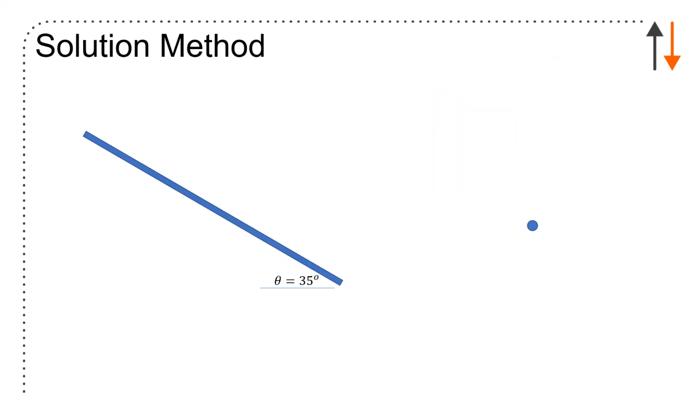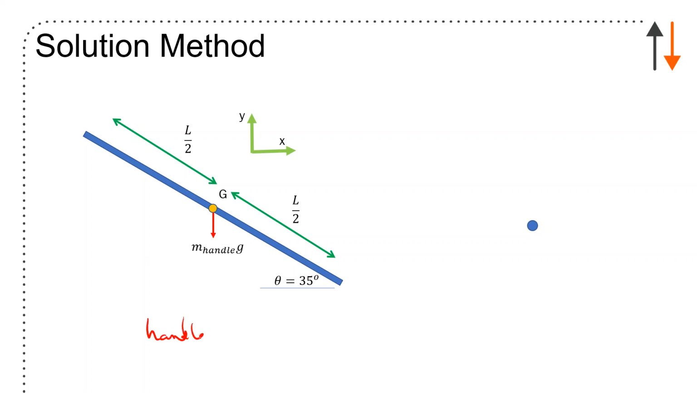So there's my handle, there's my coordinate system, and you should always write your coordinate system. Those are my two lengths, and that's my weight. So that's the handle. Maybe I should write handle, I don't believe I wrote handle on this. And those are my two reaction forces, AX, AY, BX, BY.